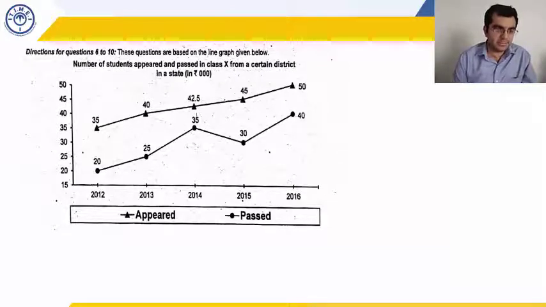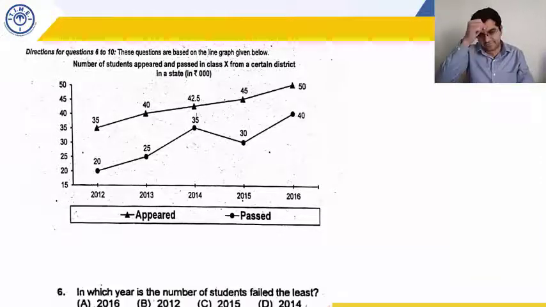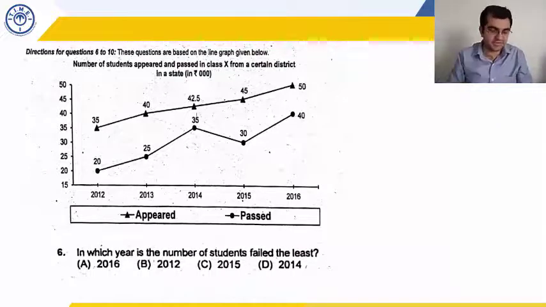I'll give you an example. For example, in 2014, 42.5 thousand students appeared and 35,000 students passed. So that means 42.5 minus 35, that is 7.5 thousand students failed in 2014. So this is how to interpret the data. That is the first question. Take 30 seconds.